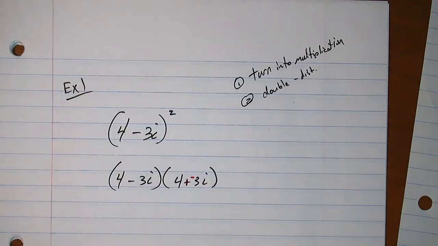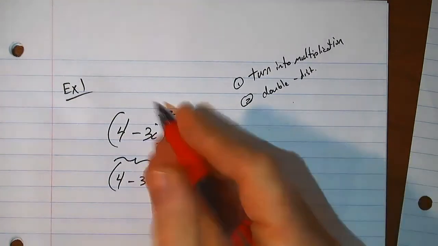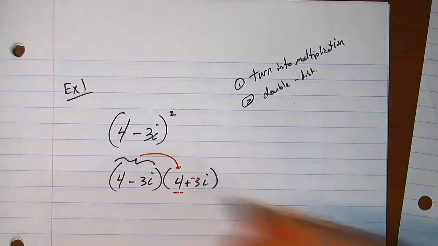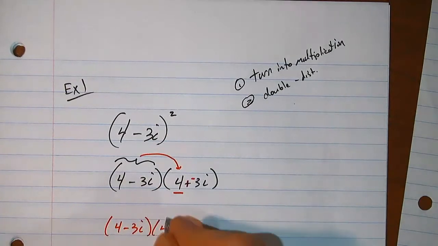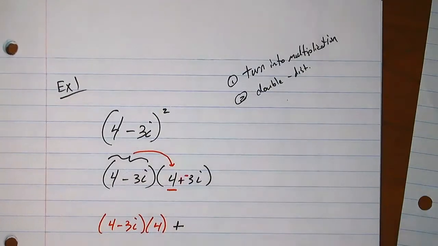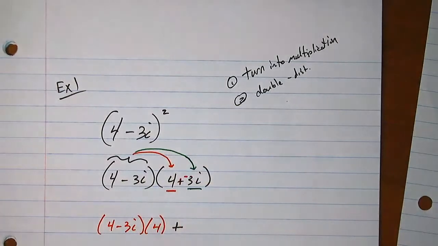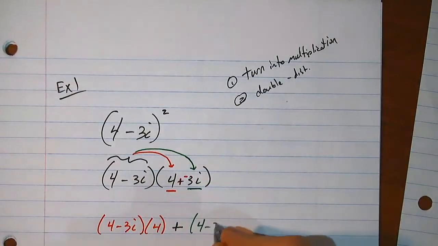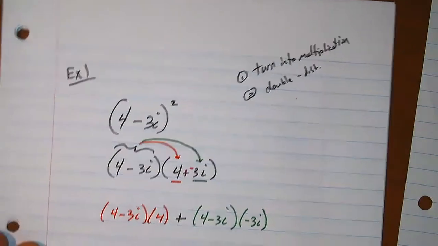So I'm going to take this first thing as a single unit, and I'm going to distribute that first thing to the 4 as a unit. So I'm going to get that whole first thing times a positive 4. Now, because I turned this into a plus sign, that lets me keep a plus in the middle. And now I'm going to take this whole thing and distribute it to the second part, to the negative 3i. So I get that whole first thing as a unit times the negative 3i from the second thing. So there's my first distribution.